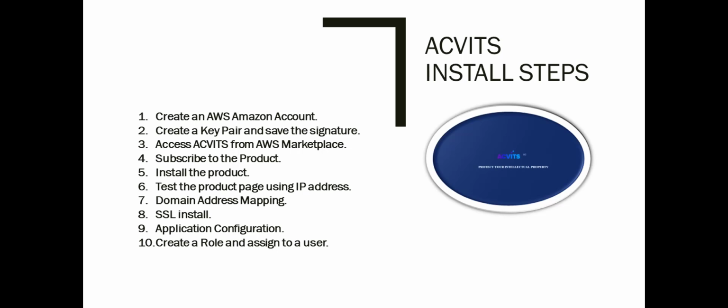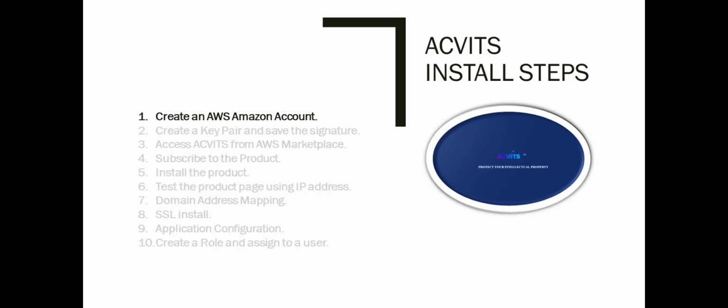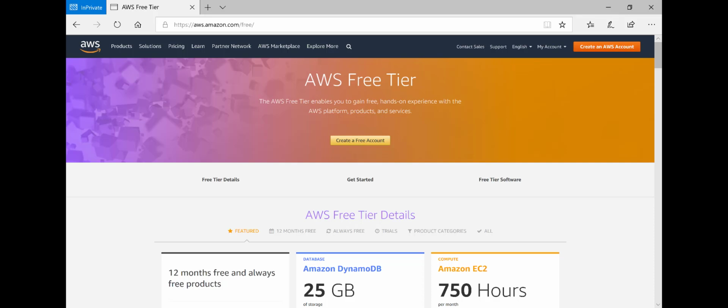Welcome to the ACVITS install video. The video walks you through creating an AWS account, installing the application, domain mapping, SSL certificate install, and application configuration. Let's get started.